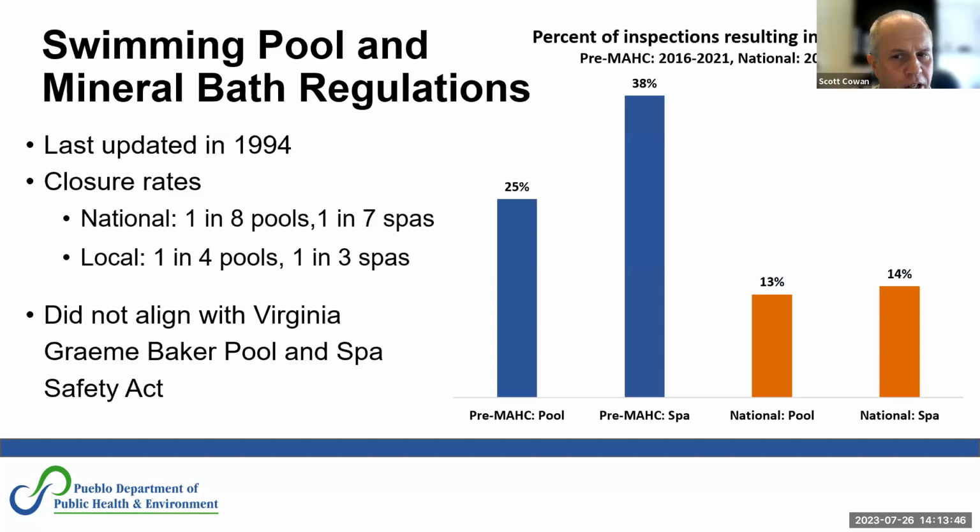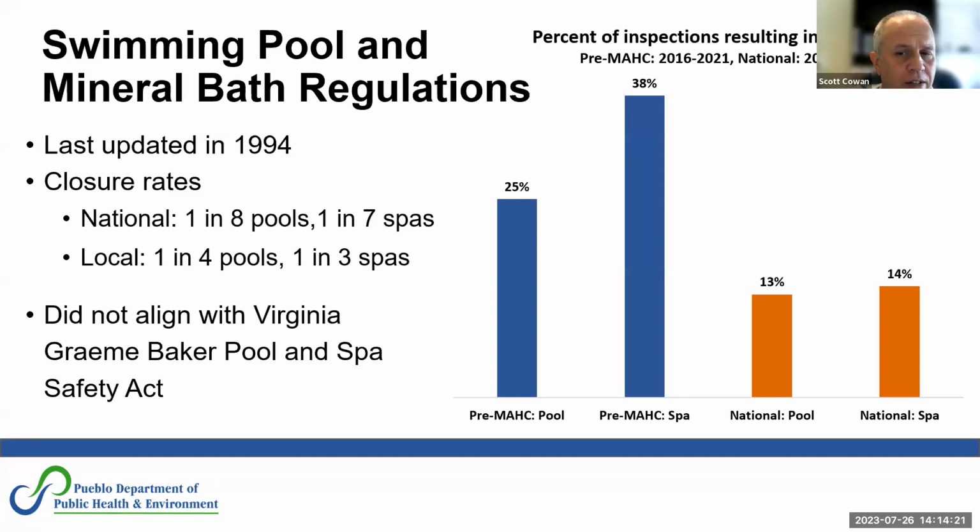So using those regulations, we found that we were having a hard time getting some long-term compliance. And that was reflected in our high closure rates, which you can see on that graph. From 2016 to 2021, in our routine inspections, we were closing approximately 25% of the pools that we inspected, while in our routine spa inspections, we were closing almost 40% of the spas during that time. So we were well above the national average of 13% of pool inspections resulting in closure and 14% of spas.